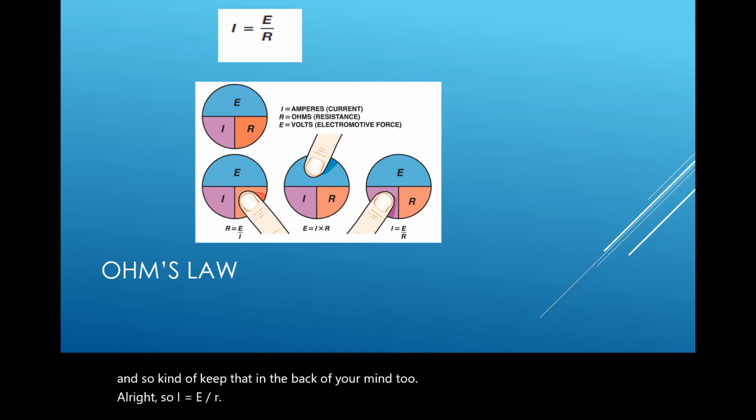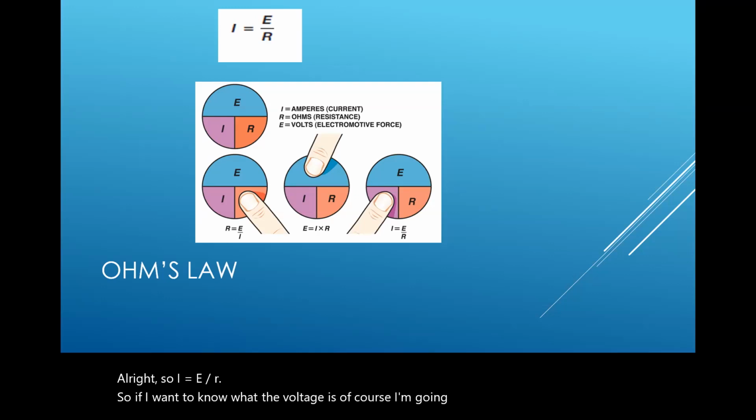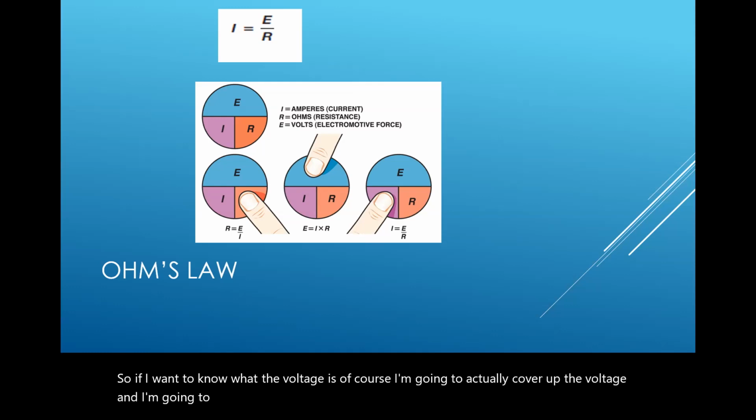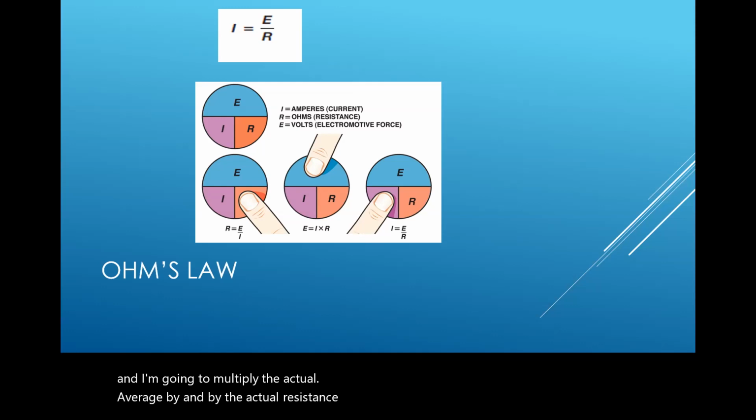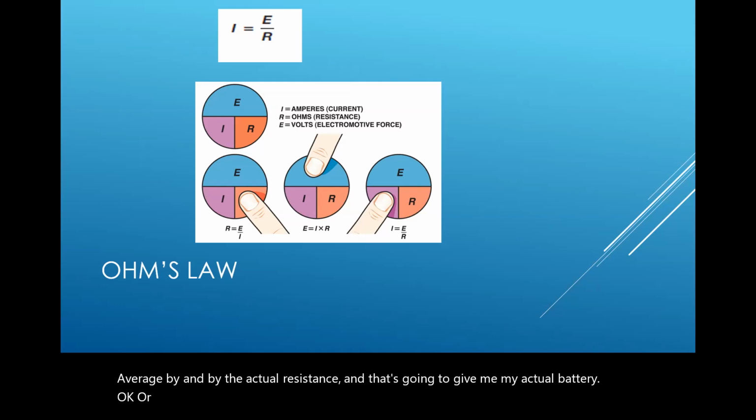So if I want to know what the voltage is, of course, I'm going to cover up the voltage, and I'm going to multiply the actual amperage by the actual resistance, and that's going to give me my voltage. Let's put it that way.